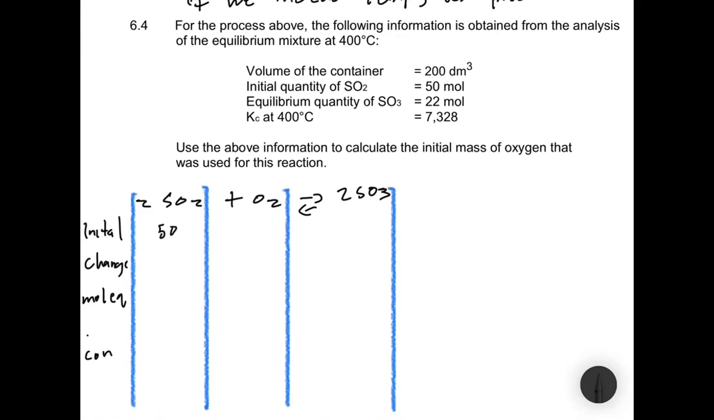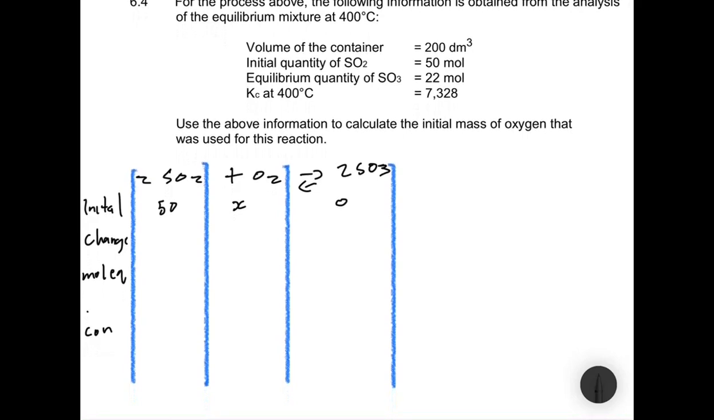And then for O2 we're not given, right? That's what we need to find so that we can consequently find the mass. And then for SO3 we're starting with 0, right? And then at equilibrium we have 22. So at equilibrium for SO3 we have 22, right? So the change here was plus 22.